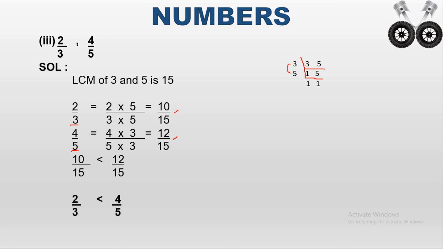Now you have to compare 10 by 15 and 12 by 15. Both rational numbers are positive, so which is the greatest one? 12 is greater than 10. Therefore, 10 by 15 is less than 12 by 15. Instead of 10 by 15, I can write 2 by 3, and instead of 12 by 15, I can write 4 by 5. Therefore, 2 by 3 is less than 4 by 5.